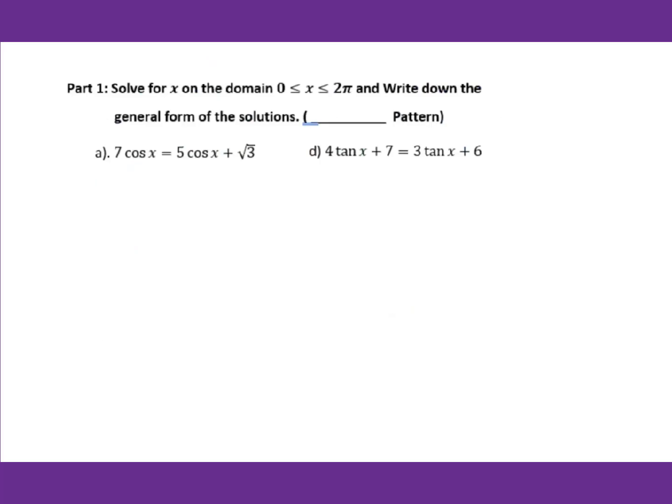Solve for x on the domain x from 0 to 2 pi, and write down the general form of the solutions. First of all, we know this is a cosine to the first power. That's a linear pattern. The keyword for a linear pattern equation is isolating, which means you will put all variables on one side, numbers on the other side.